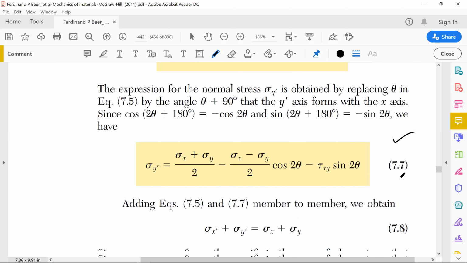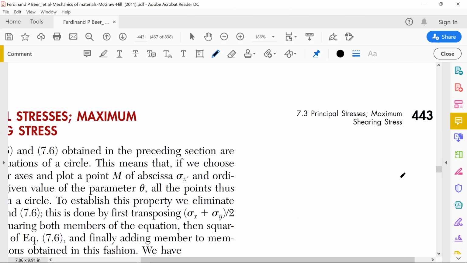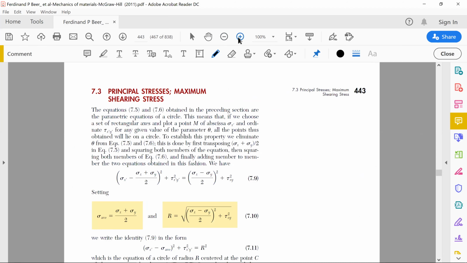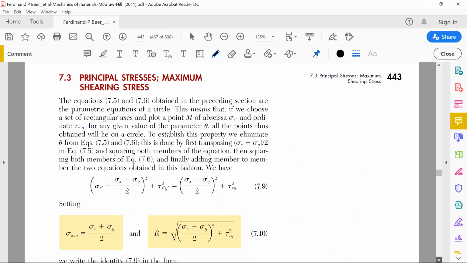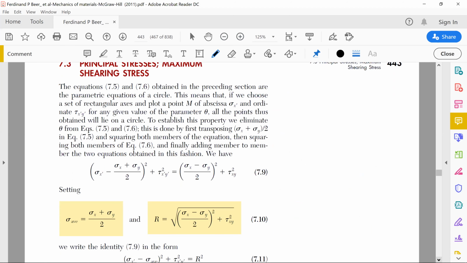From here, if we go onward, now if we want to calculate the maximum stress value, how will we calculate that? Before going into the details, if I say one thing, this is basically the circle. So what is the equation of a circle?